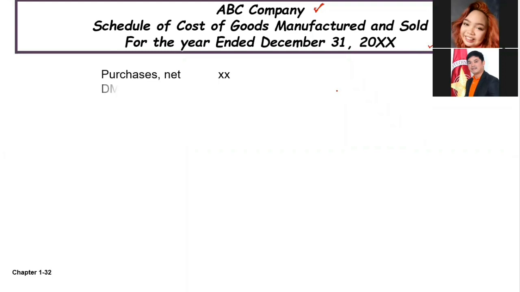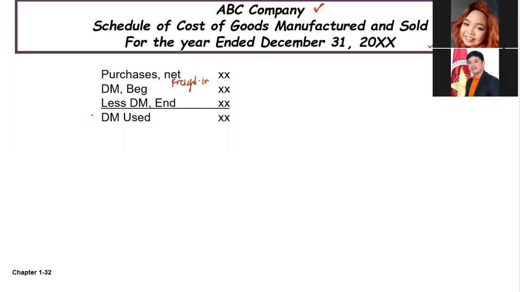Di ba? And then after that, beginning less ending. What do we get? Yung purchases net natin, syempre add din natin yung freight in natin kung hindi man siya na-mention. Okay. Purchases plus DM beginning minus DM ending, what do we get? The DM use.